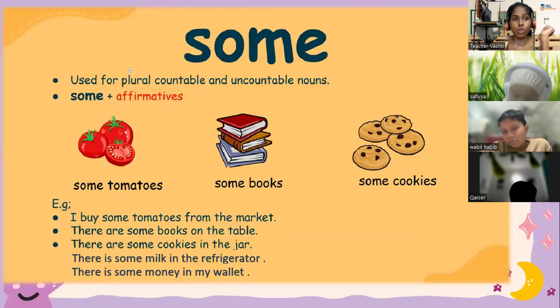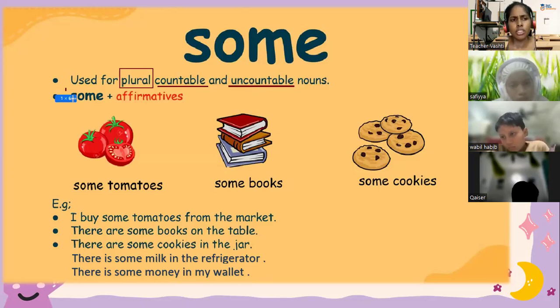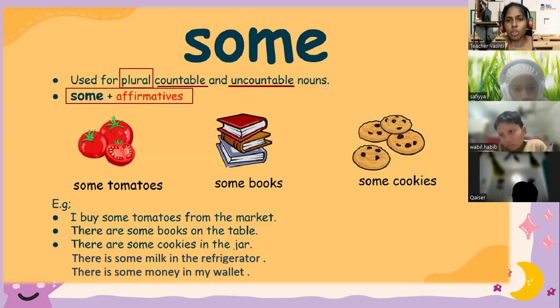Some is used for plural, countable and uncountable nouns. Some kita guna untuk plural, lebih dari satu. Tapi boleh juga kita guna untuk benda yang boleh dikira atau tidak boleh dikira. Dua-dua pun boleh. Both also can. Now, where do we use some? We use it with affirmatives. Maksudnya, ayat tu mestilah positif.